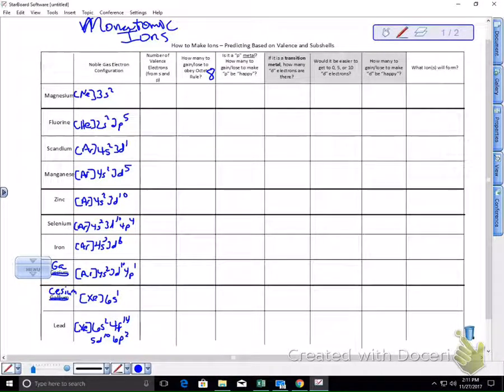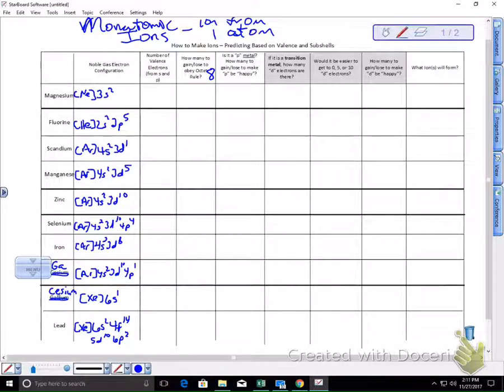All right, in this video, I want to take you through the process that we go through in order to figure out which ions an atom is most likely to form. So we're creating here monatomic ions, and these are going to be ions formed from just one type of atom or just one element. So monatomic means one atom.